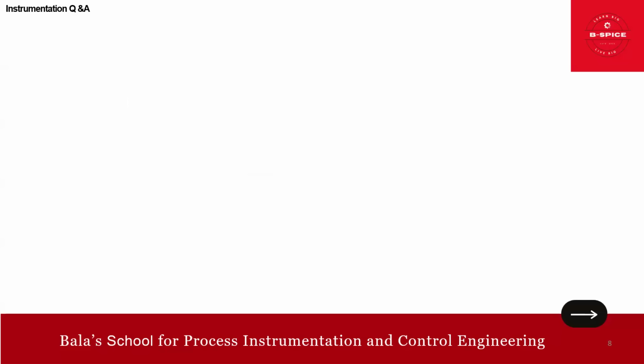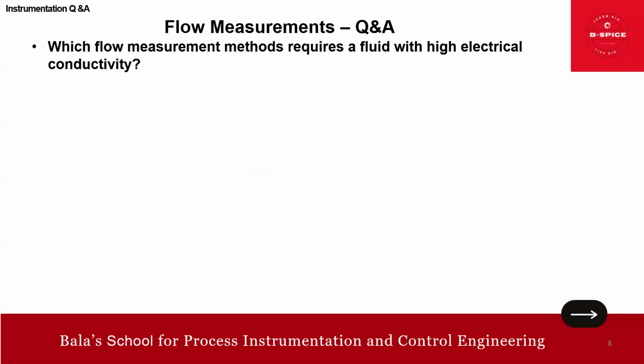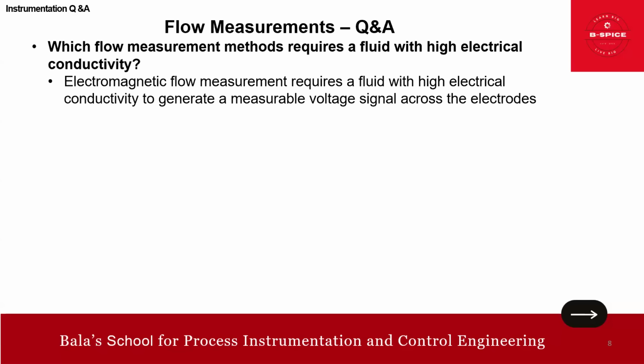Okay, good to go. Now, which flow measurement method requires a fluid with high electrical conductivity? Yes, it's again magnetic. Okay, high electrical conductivity. It should be in terms of microsiemens, around 1 to 5 microsiemens. At least it should have that conductivity. Otherwise, we cannot use this.